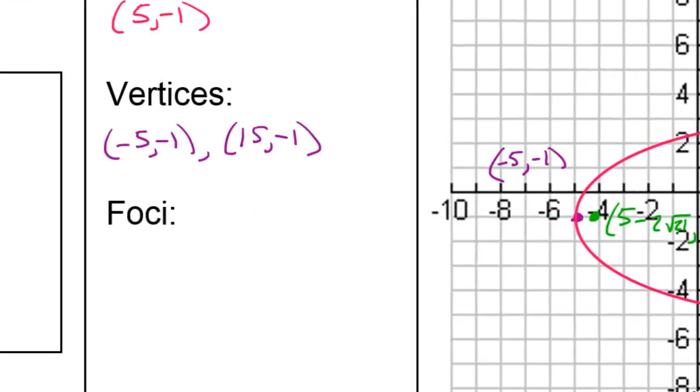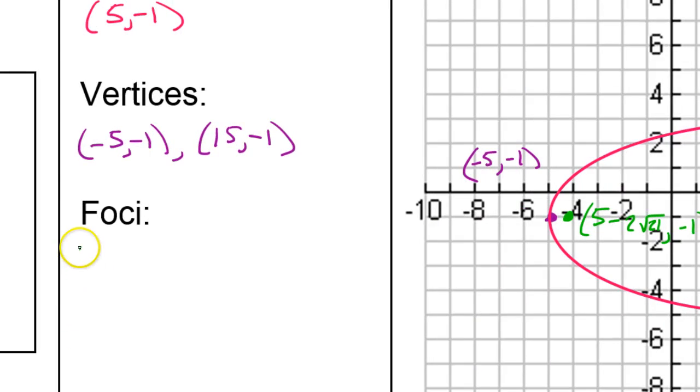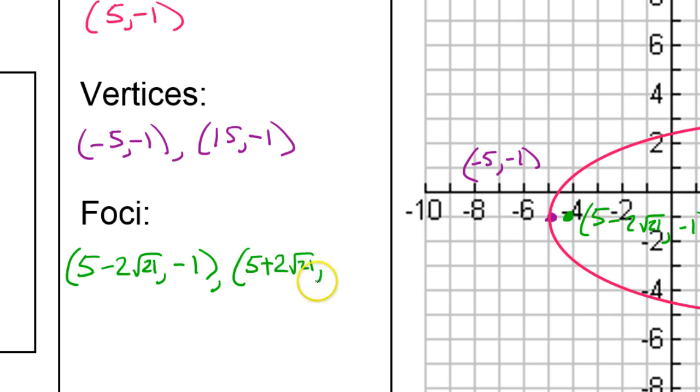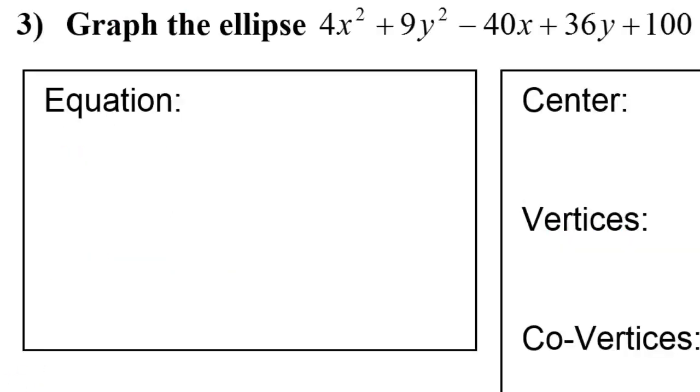So let's just record that. So the foci are 5 minus 2 radical 21, comma -1, and 5 plus 2 radical 21, comma -1. All right, this is pretty much the trickiest thing that students have trouble with.